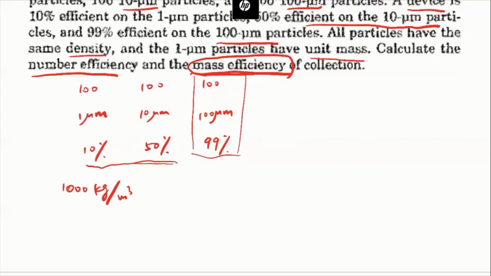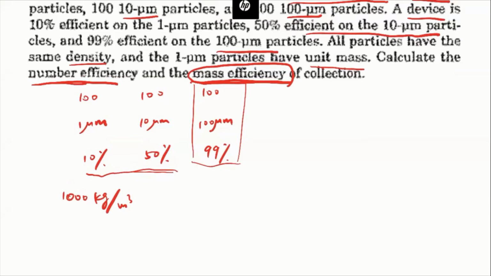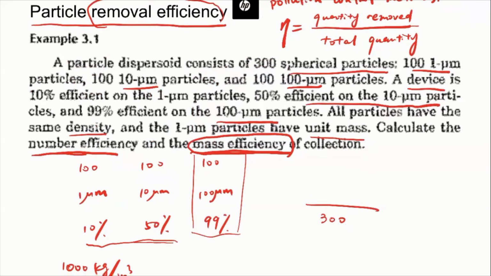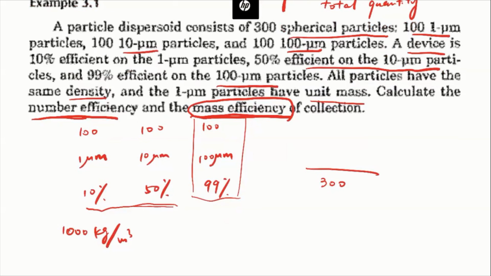Let's say regarding the number efficiency, we know the total quantity is 300, by using this equation. So the quantity removed for the 1 micrometer particle, that's 10%, which is 10 particles, right? For the 10 micrometer particle, 50% is removed. So this should be 30, not 10. Okay, 30, and this one should be 10.